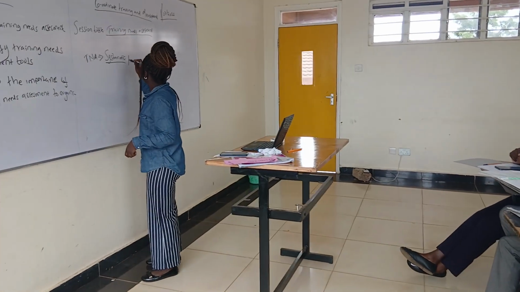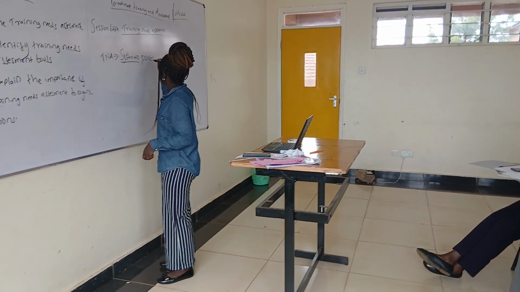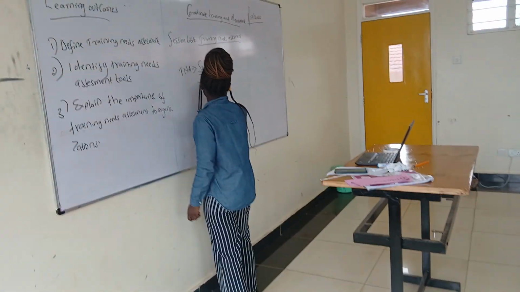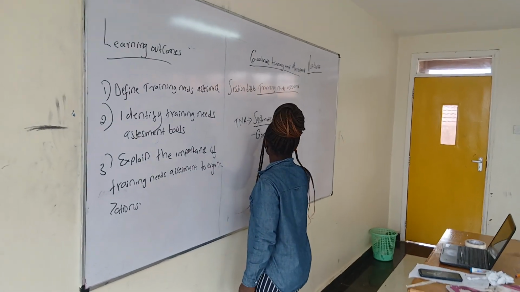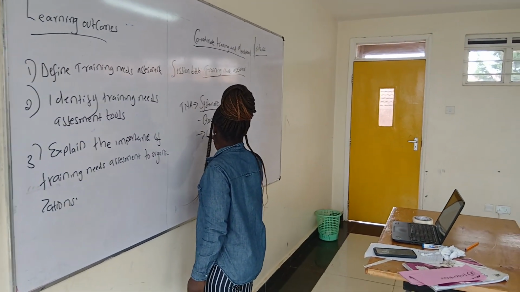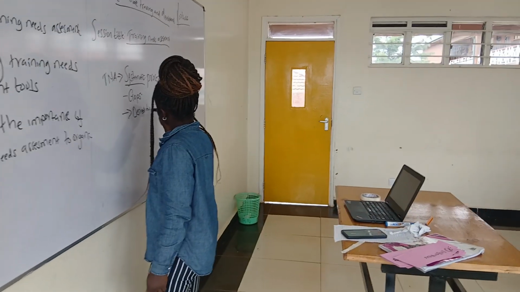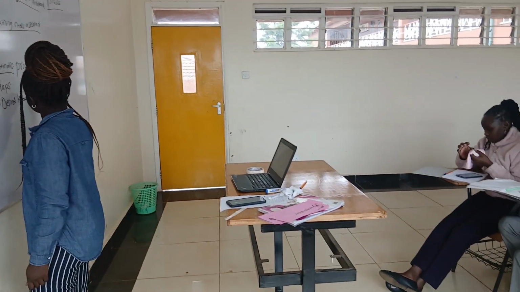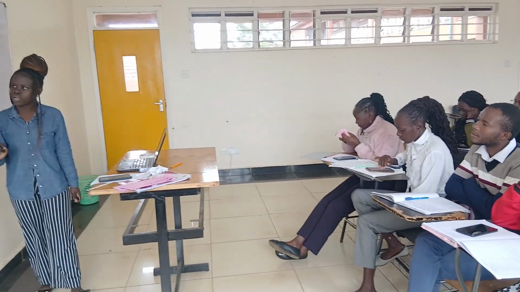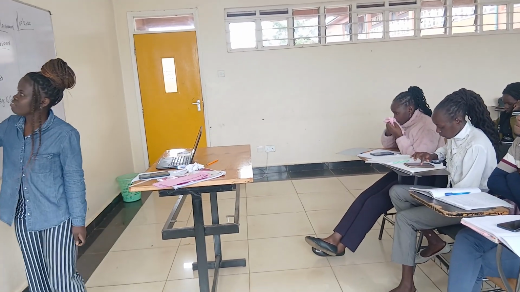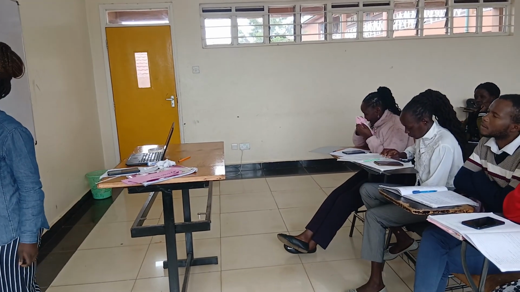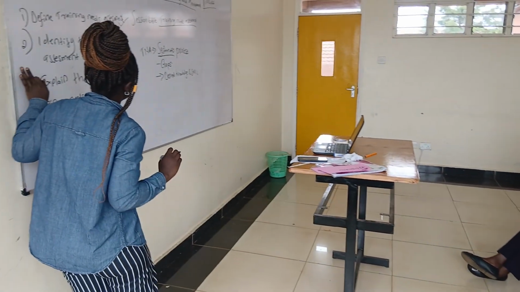It's a systematic process of identifying we have gaps, then we have the desired knowledge and skills. Are we together? Yes. Okay, now having looked at this, let's go to the second learning outcome.